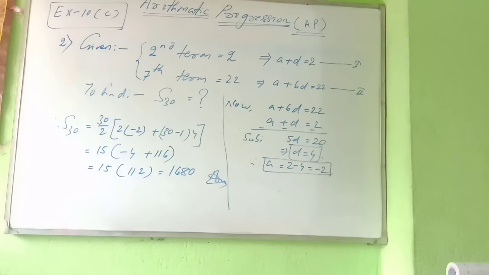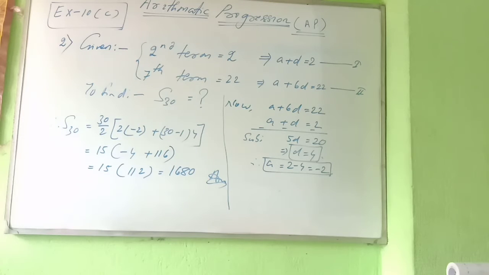Here the second term is given as 2. Second term is what? A plus D. Seventh term, that is A plus 6D, equal to 22 is given, and you have to find the sum of 30 terms. Using the formula, Sn formula is what? Sum of n terms formula is n by 2 whole into 2A plus n minus 1 D.